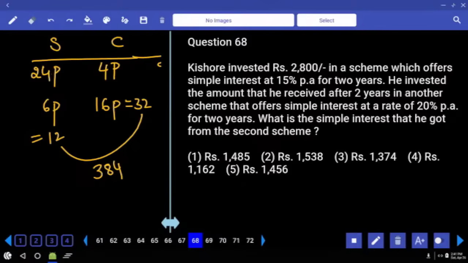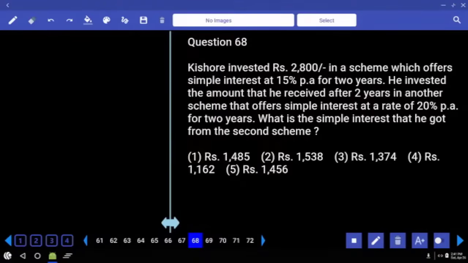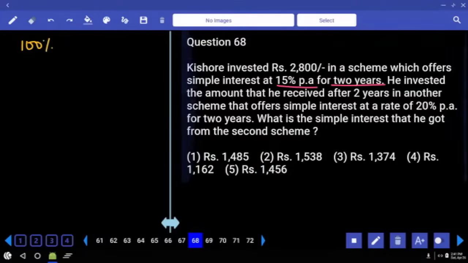Kishore invested 2,800 in a scheme which offers simple interest at 15% per annum for 2 years. He invested the amount that he received after 2 years in another scheme. Hold it. Let me start with 100% as our initial principal. That is given for 2 years at 15% per annum. How much interest do we get? How much amount do we get? 130%. Now this 130% is invested in another scheme.